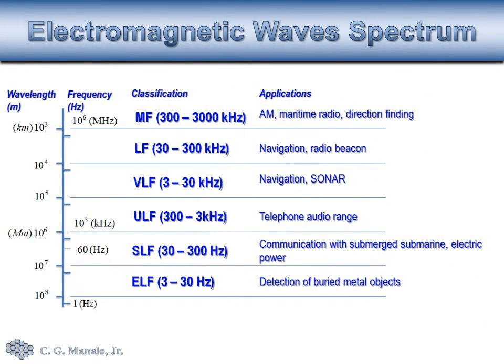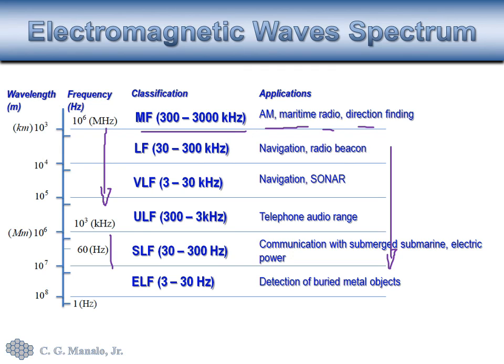The spontaneous creation of electric and magnetic fields starting from a source gives rise to what we call the electromagnetic waves. So these waves move from the source and have a frequency. Its frequency depends on the frequency of the source. The frequency of the source depends on the type of applications that it uses. So for example, if the frequency range is this one, this is the frequency range used in AM radio, maritime, and direction finding. As these frequencies decrease, the applications actually differ. So different applications use different sets of frequencies.